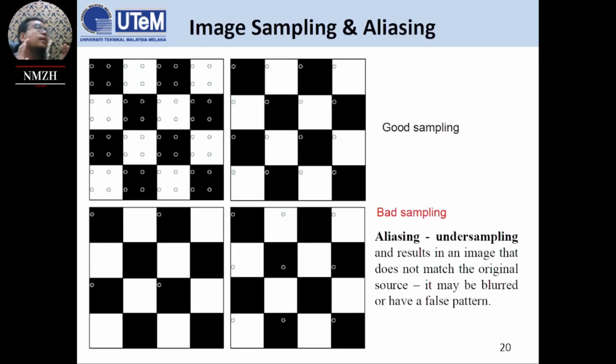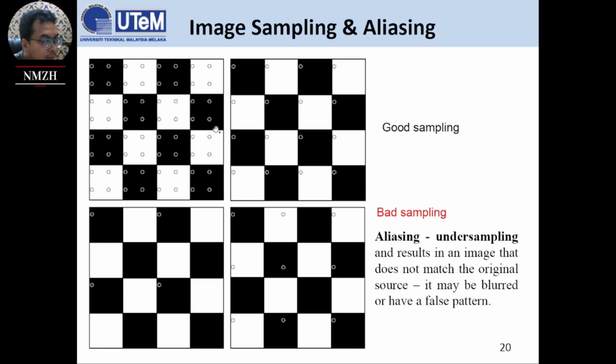Not to mention it is not limited only to sound, it will happen in images as well. So, image sampling and aliasing. An image can also be aliased when we fail to get a good sampling, in terms of pixels. Take a look at the top left and right ones. Those are good sampling because they reproduce black and white equally.